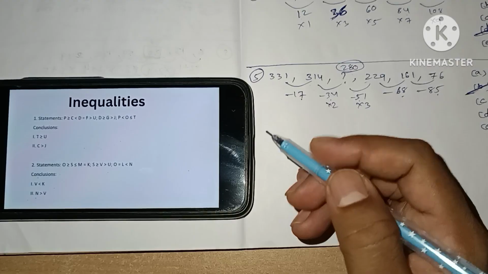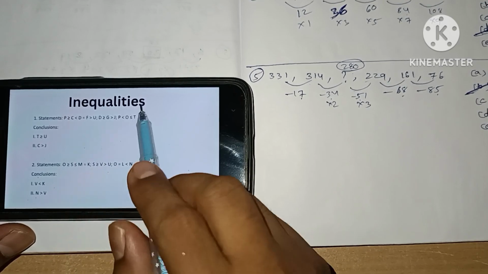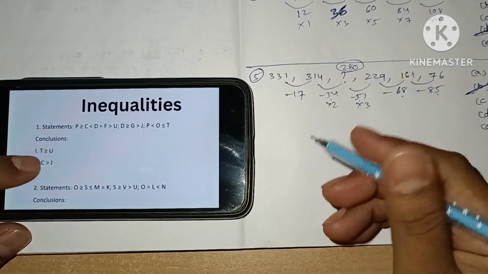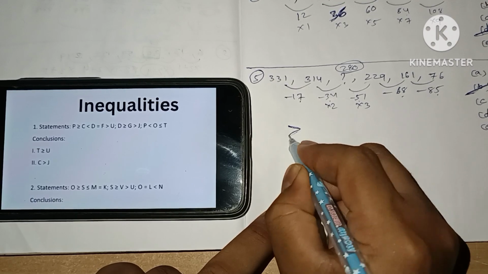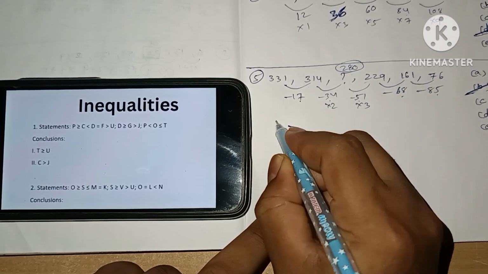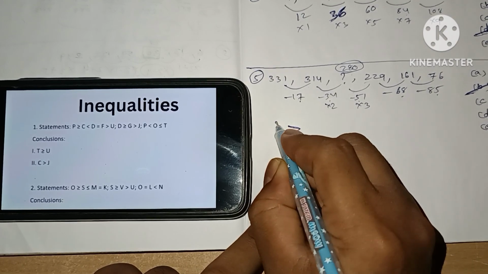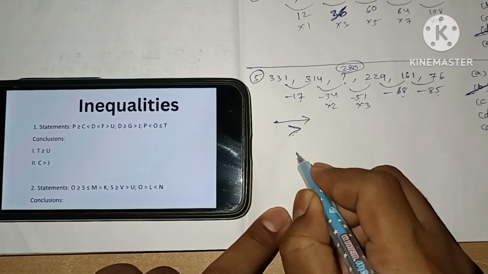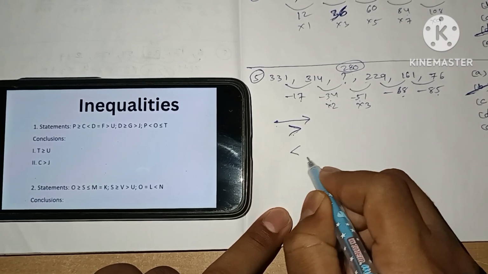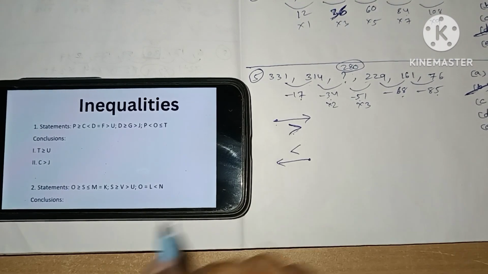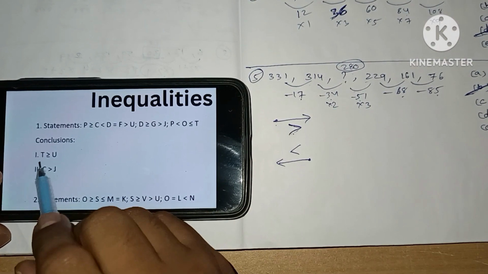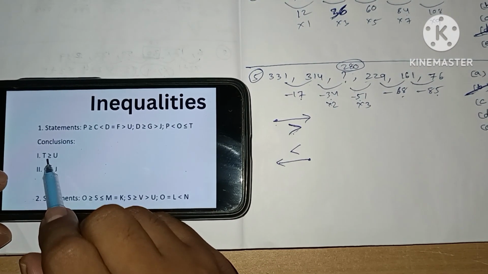Now we are going to see inequalities. The concept we are going to see in this inequalities is the flow method. If we see a symbol like this, we say the flow from this side to this side. If I see a symbol like this, I say the flow from this side to this side. Let's see with questions. The flow from T to U with everywhere equal to.